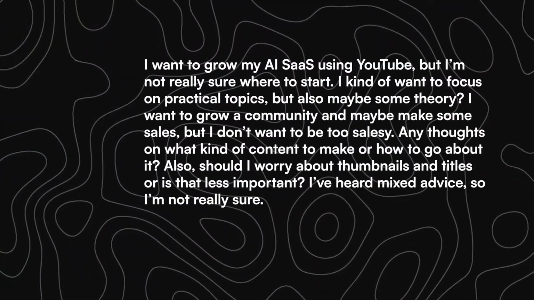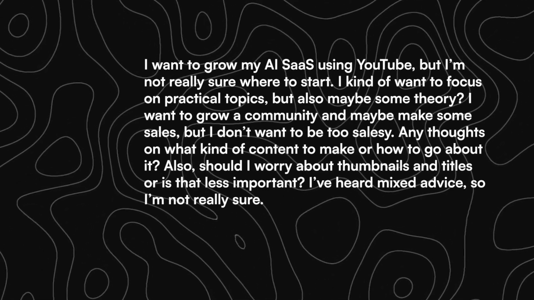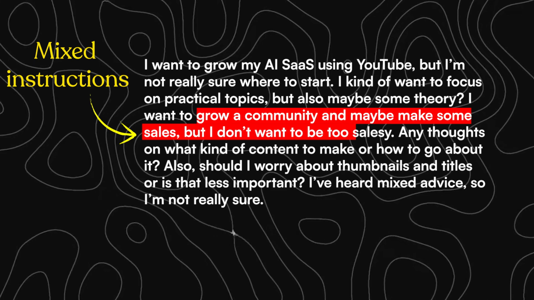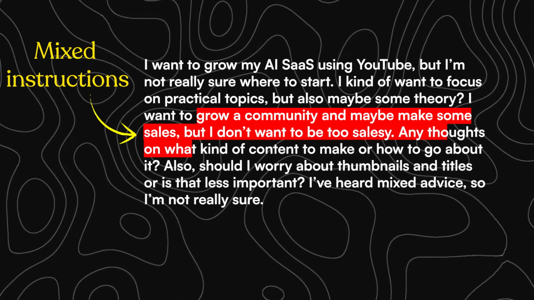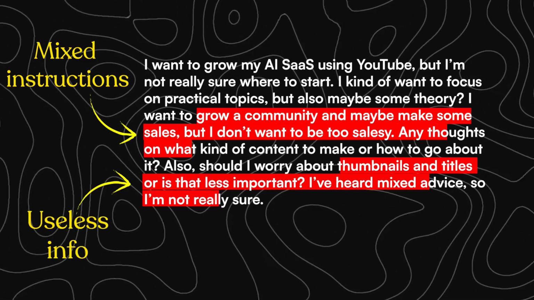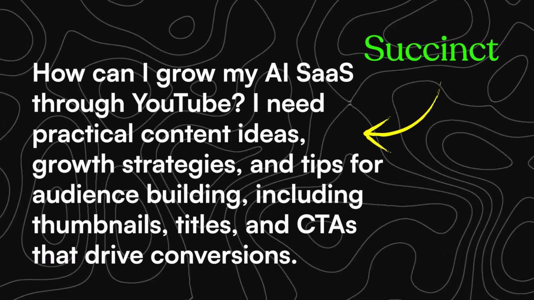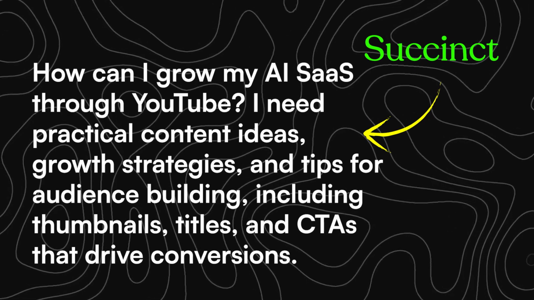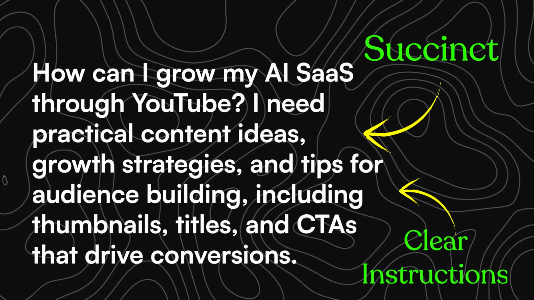This is the kind of prompt you want to avoid. "I want to grow my AI SaaS startup using YouTube, but I'm not really sure where to start. I kind of want to focus on practical topics, but also maybe some theory. I want to grow a community and maybe make some sales, but I don't want to be too salesy. Any thoughts on what kind of content to make or how to go about it? Also, should I care about thumbnails and titles, or is that less important? I've had mixed advice, so I'm not really sure." But the second one: "How can I grow my AI SaaS through YouTube? I need practical content ideas, growth strategies, and tips for audience building, including thumbnails, titles, and CTAs that drive conversions." That is the kind of thing that will get you the best results.